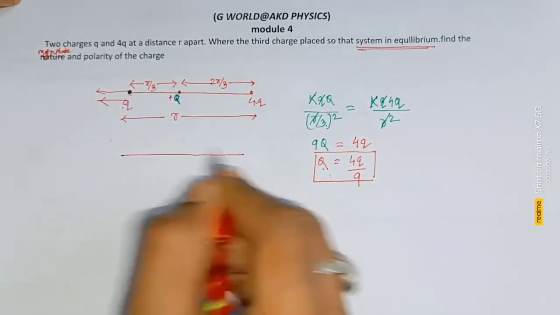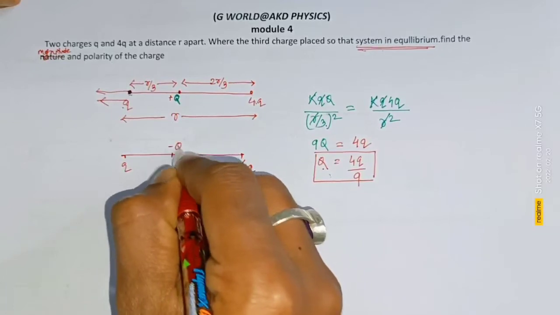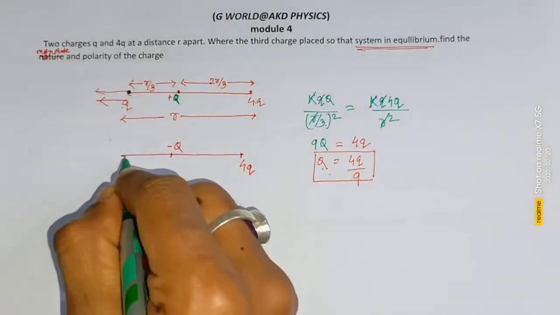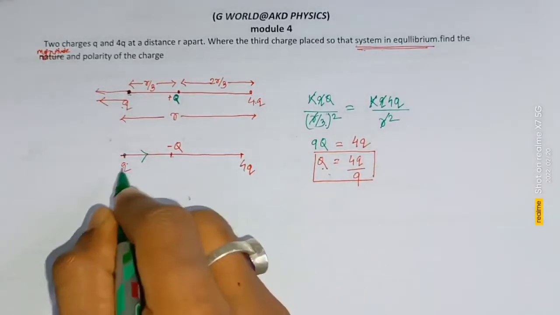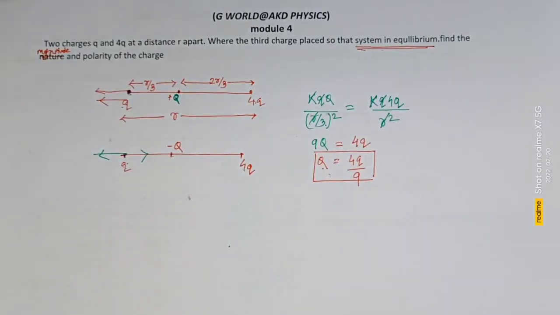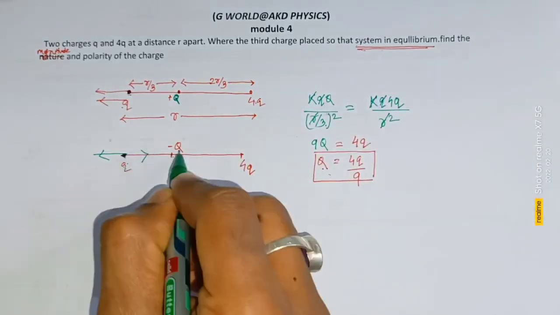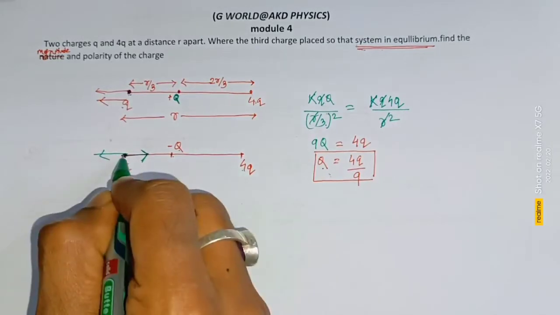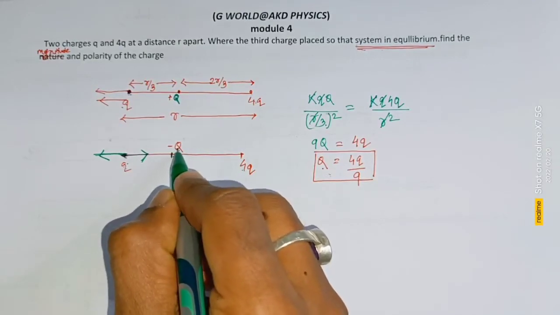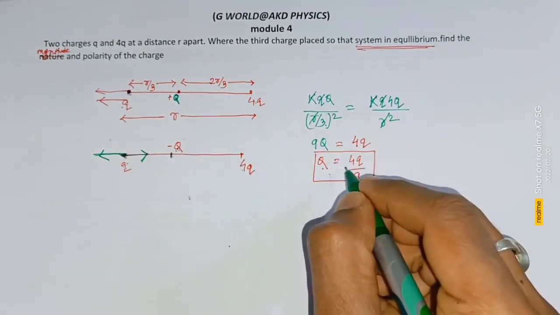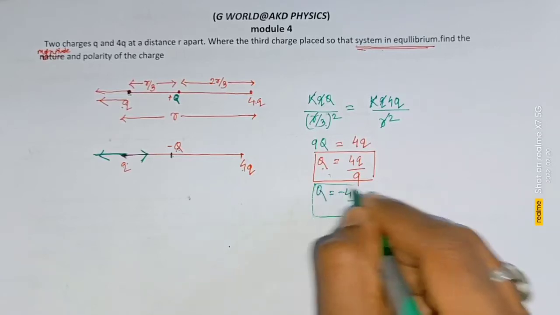If I consider this is Q, this is 4Q, and I consider this charge is negative Q, what scenario will come? Look at this charge. Positive, negative, it will attract this charge, and 4Q, it will repel like this. As we are looking at the system in equilibrium, the net force on this charge must be 0. This charge pulls this charge like this, this charge repels this charge like this. So the net force on this charge is 0. So what should be the polarity of this charge? This polarity should be negative. I must put a negative sign in my answer. I hope the scenario is clear.